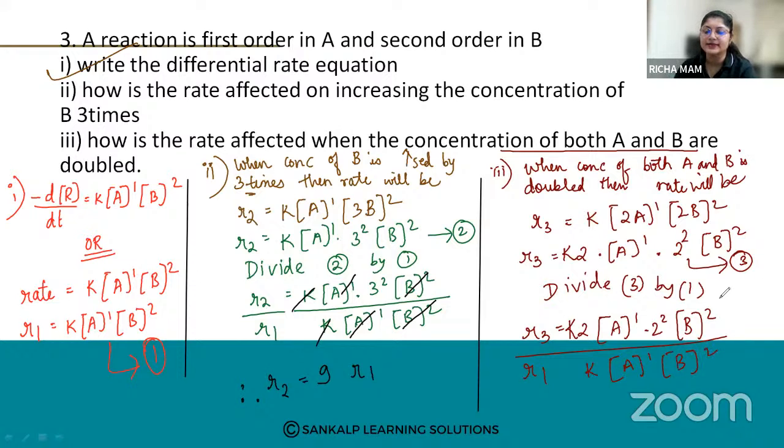Just see, is it clear? Cancel the similar terms: K gets cancelled, A1 gets cancelled, B squared gets cancelled. So how much will it be? R3 is equal to 2 into 2 squared, which is 8, R1. Got it? Is it clear now?